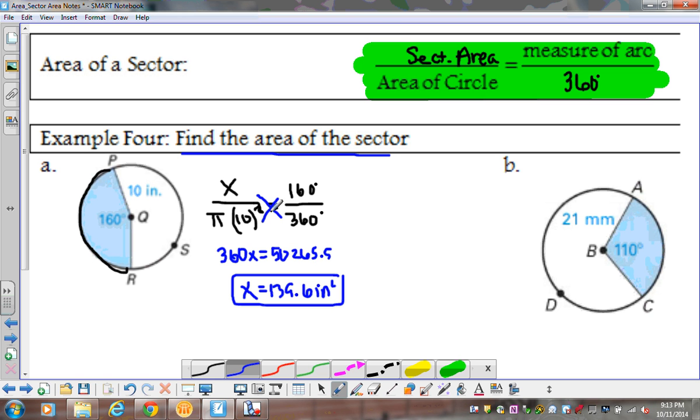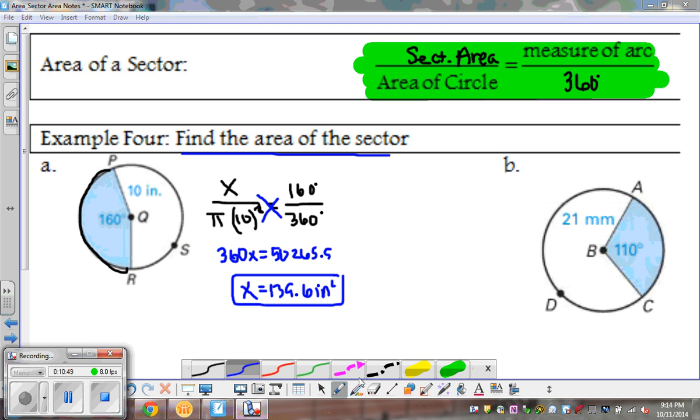What I want you guys to try and do is take a couple seconds and solve for part B. If you guys need a little bit more time, Ms. Miller, if you wouldn't mind just pausing it and let them kind of finish up. And once you guys are done with that, we'll start going over it.